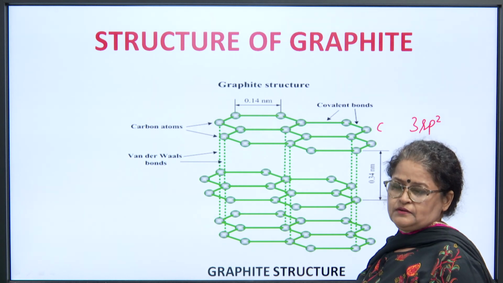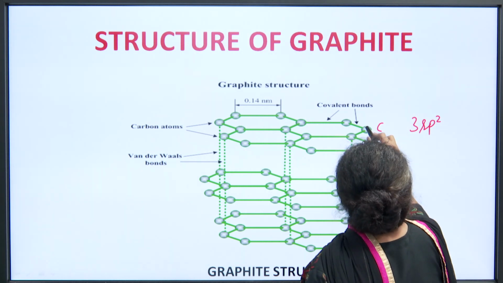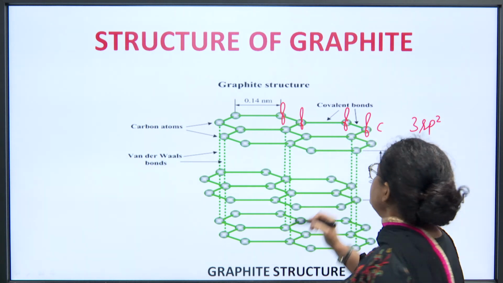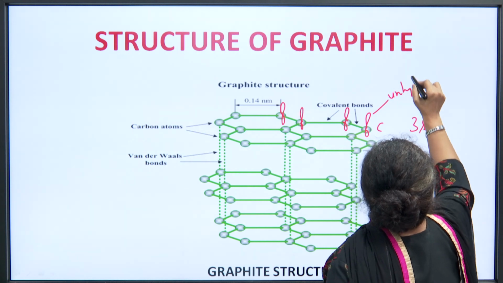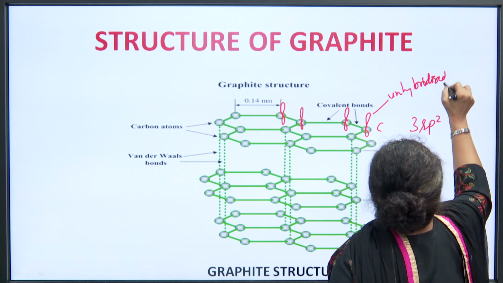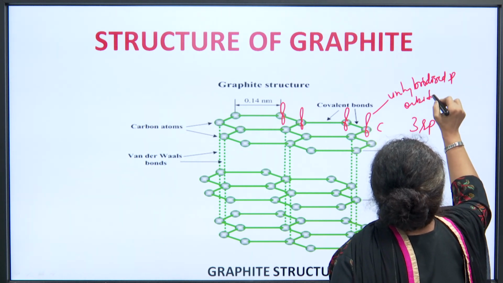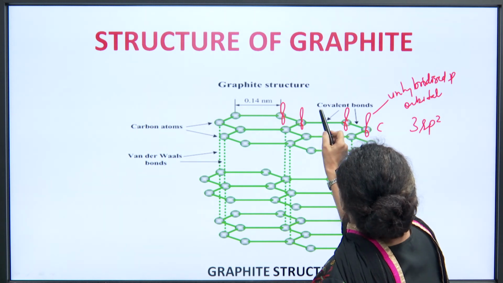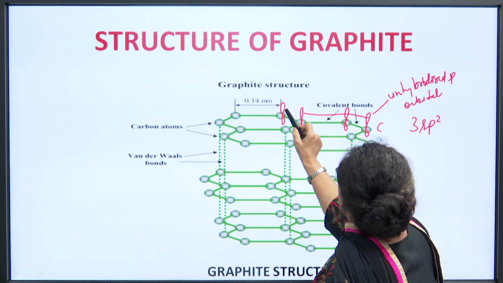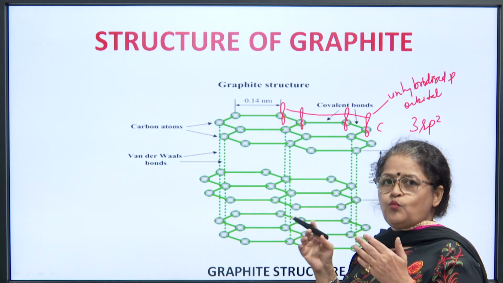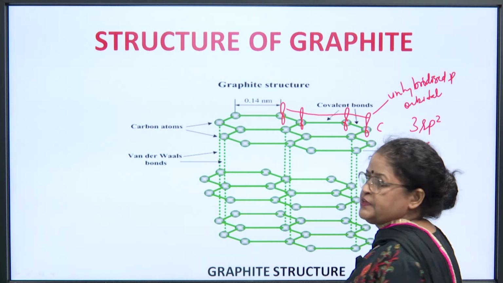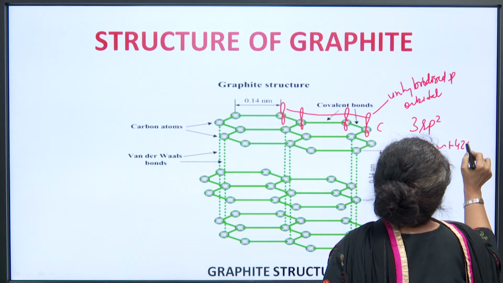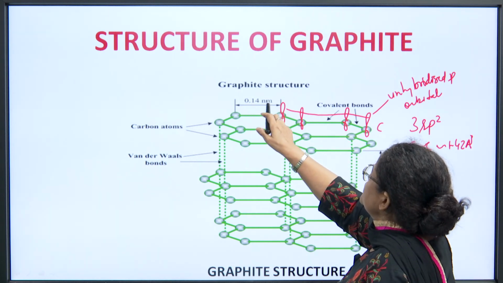What about the third p orbital? The third p orbital remains unhybridized and lies perpendicular to the plane of the molecule. So, the unhybridized p orbital lies perpendicular to the plane of the molecule in case of graphite. Now, these unhybridized orbitals merge with each other and they appear like a big huge pi bond, and that is why the carbon-carbon bond in graphite is about 1.42 angstrom, as mentioned over here, 0.14 nanometers.